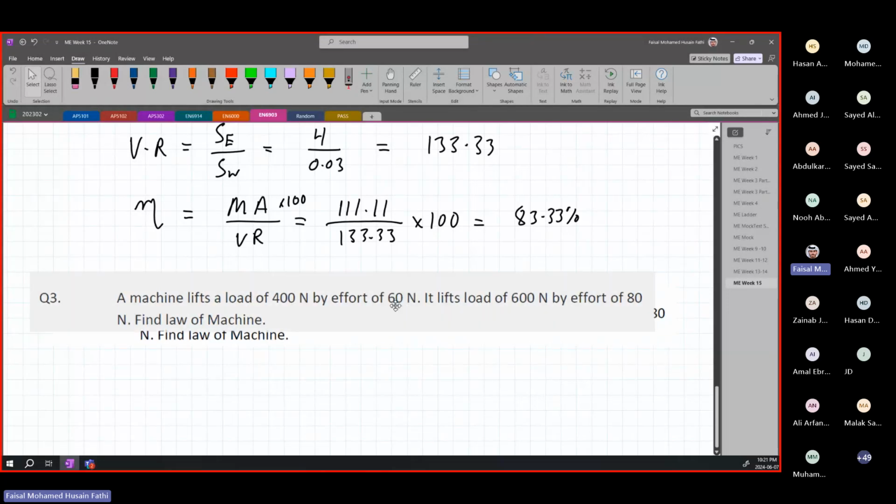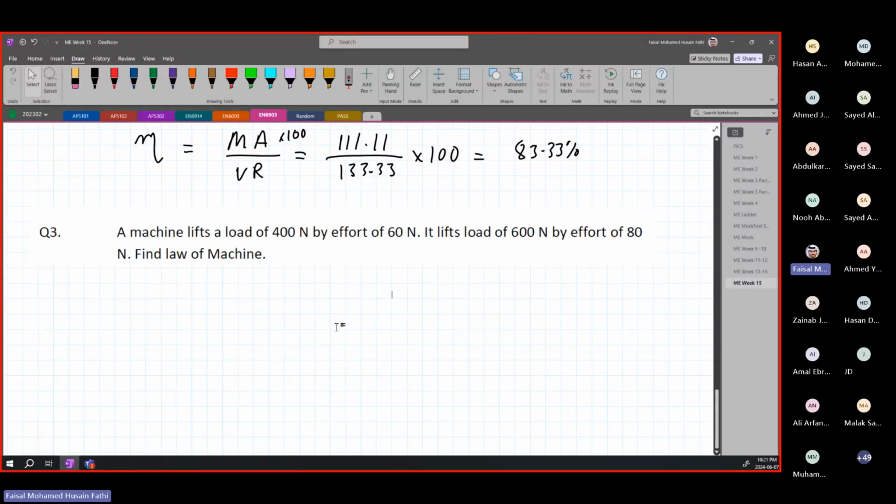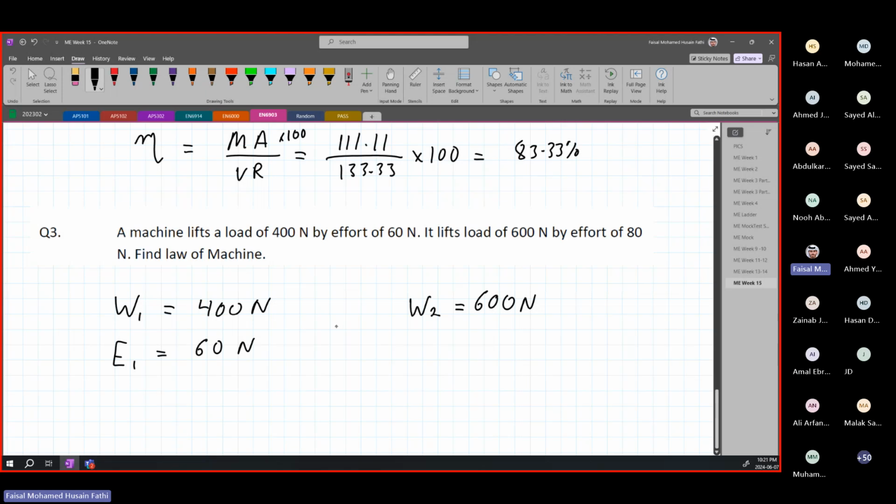هني يقول لكم السؤال: a machine lifts a load of 400 newtons. شو معناته a load of 400 newtons؟ معناته our W is equal to 400 newtons, by an effort E of 60 newtons. It also lifts a load of 600 newtons, so let's call this W1 and E1. It lifts another load too, a load of 600 newtons, by an effort of E2 يساوي 80 newtons. Find the law of machine.